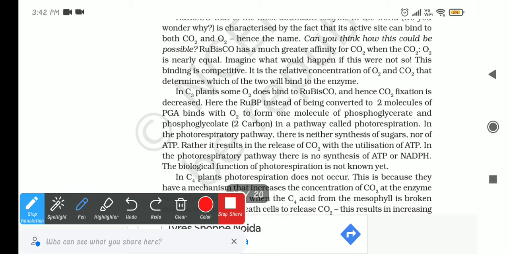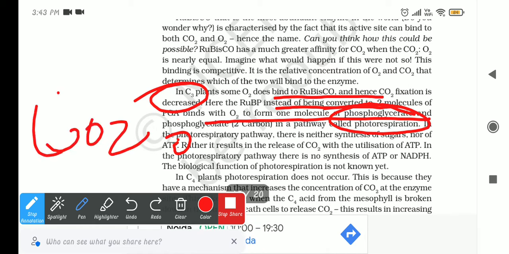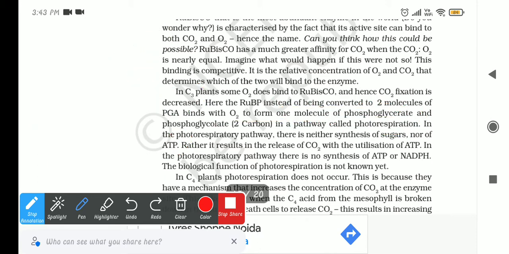In C3 plants, O2 binds with rubisco, hence the CO2 fixation is decreased. RuBP, instead of being converted to two molecules, binds with O2 to form one molecule of phosphoglycerate, and this is the path which we call the photorespiratory pathway. In the photorespiratory pathway, there is neither synthesis of sugar nor of ATP, rather it results in the release of CO2 only, with the utilization of ATP.